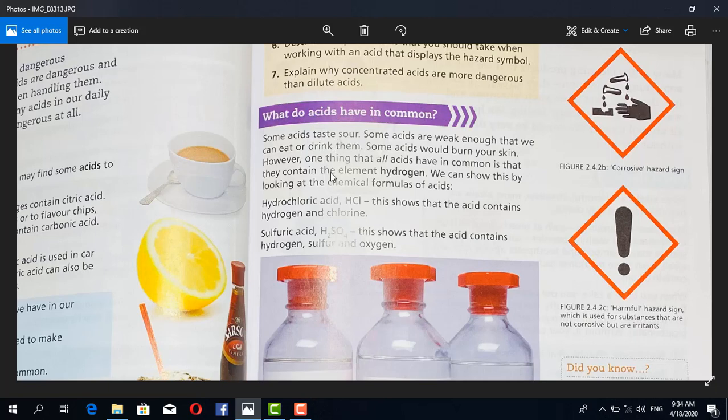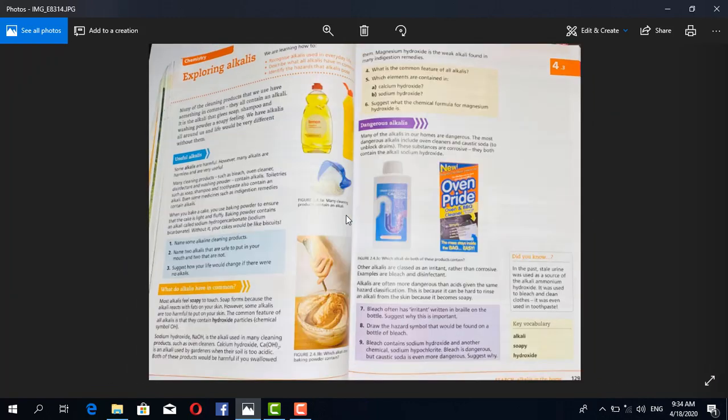So here there are two different things I need you to concentrate on. If I ask you what taste do they have in common, it is a sour taste. But what do they have in common as a property? It's actually the element hydrogen, like hydrochloric acid, HCl, and sulfuric acid, H2SO4. So practically, hydrogen is the main element here.